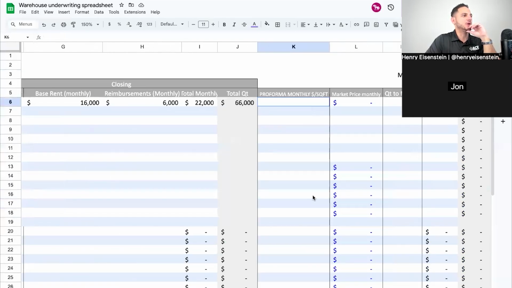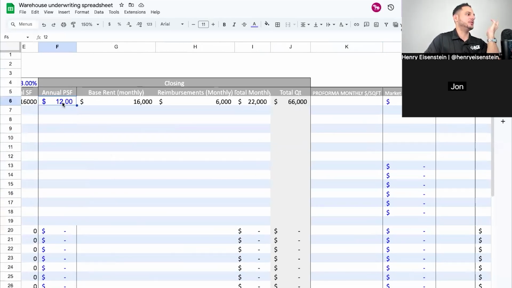In this quadrant here, you'll put in the pro forma, which is like, okay, let's just say they're paying $12 a foot right now, but it could be $16 a foot. So I'd put 16 here. And then quarter to market is saying, when can they pay $16 a foot?